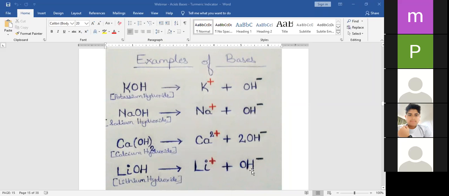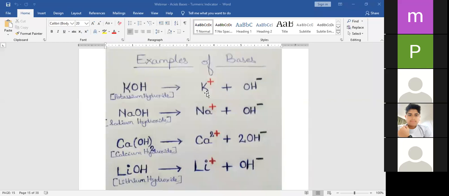Again, you don't have to worry about these formulas. All that you need to know is the plus and the minus. If you see, all of the bases have OH minus ions, and they also have a positive ion. So that means bases are also polar in nature. So the water that we are using is polar in nature, acid is also polar in nature, and in case we want to use a base in a solution, the base is also polar in nature.